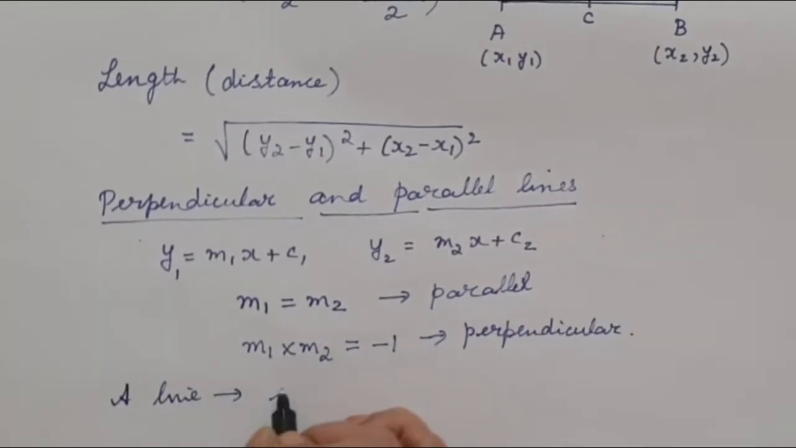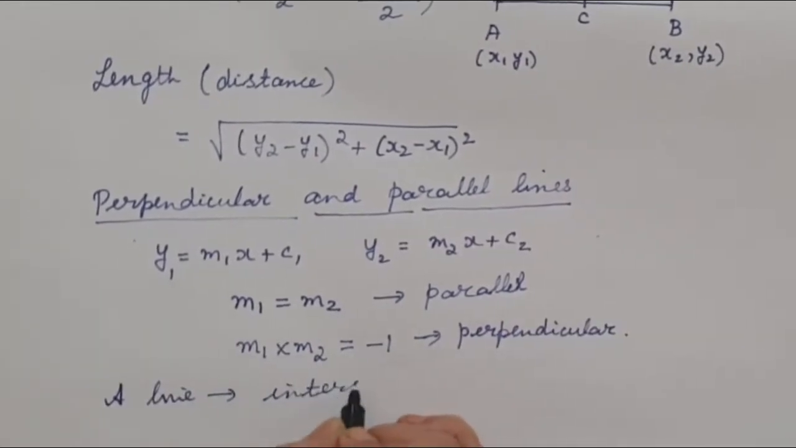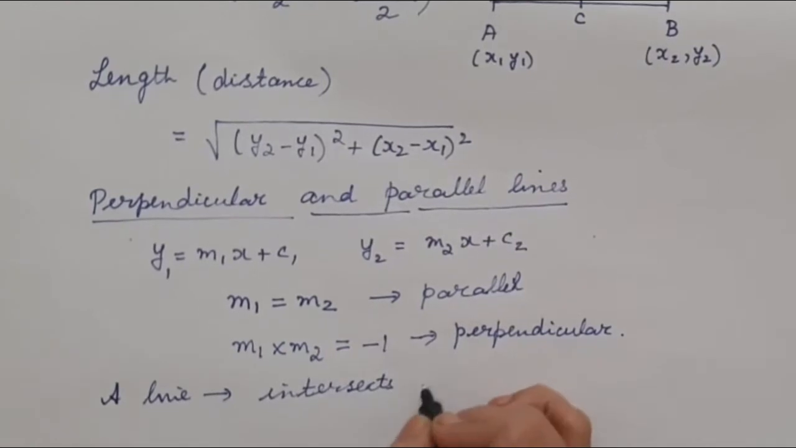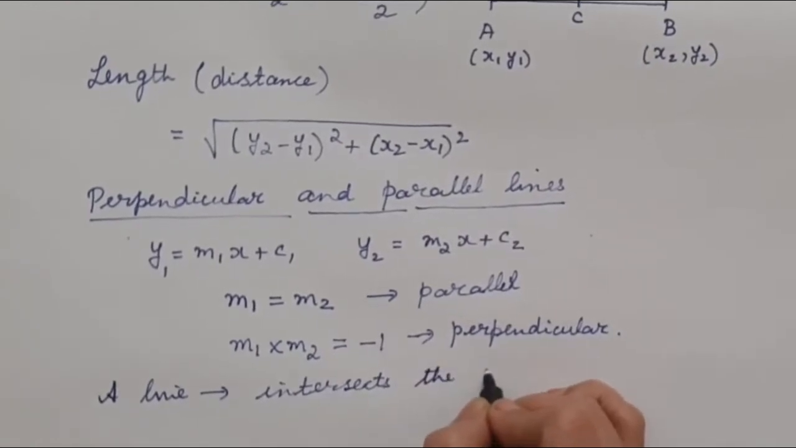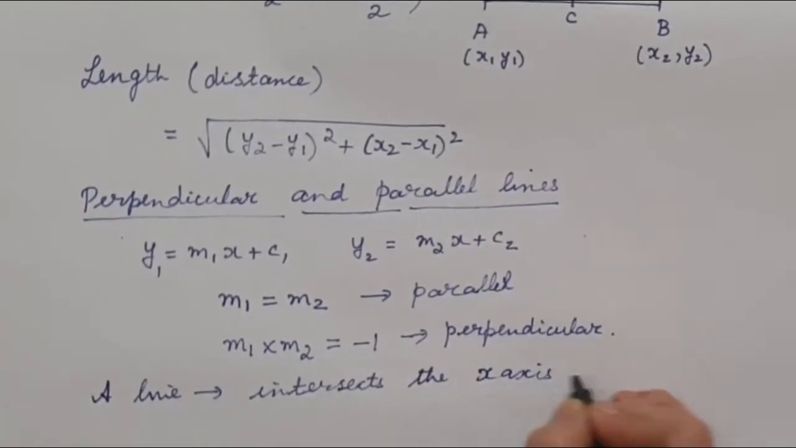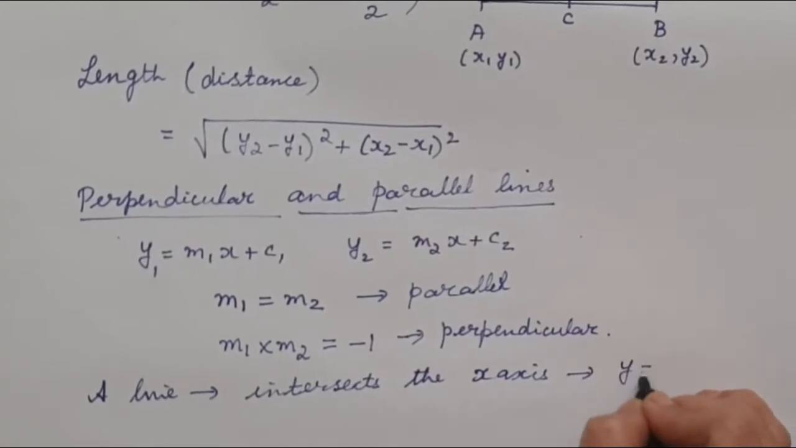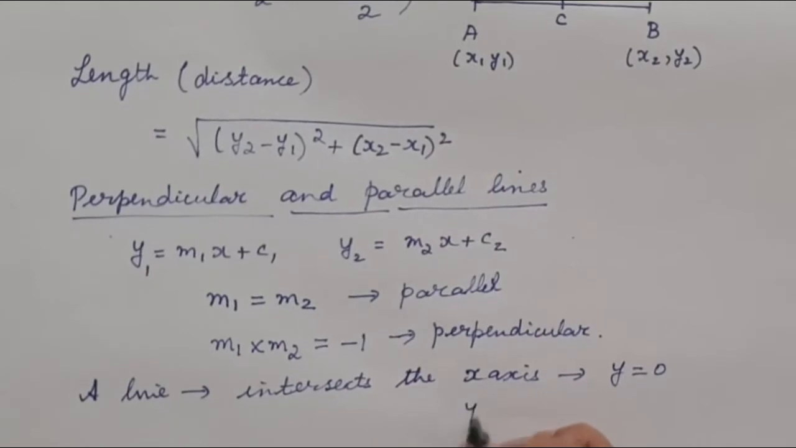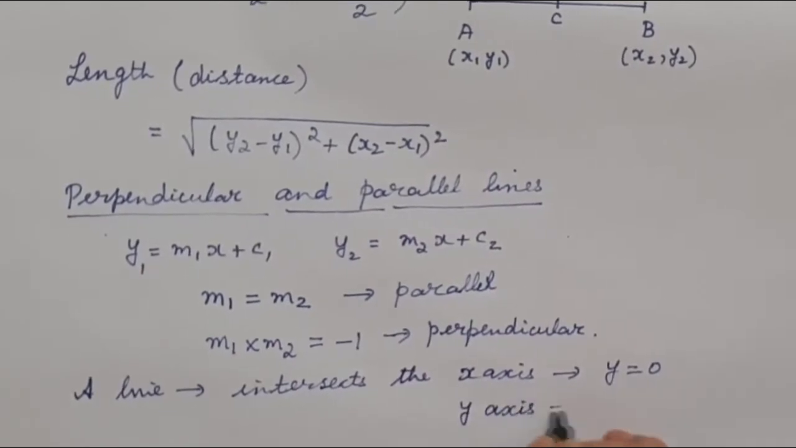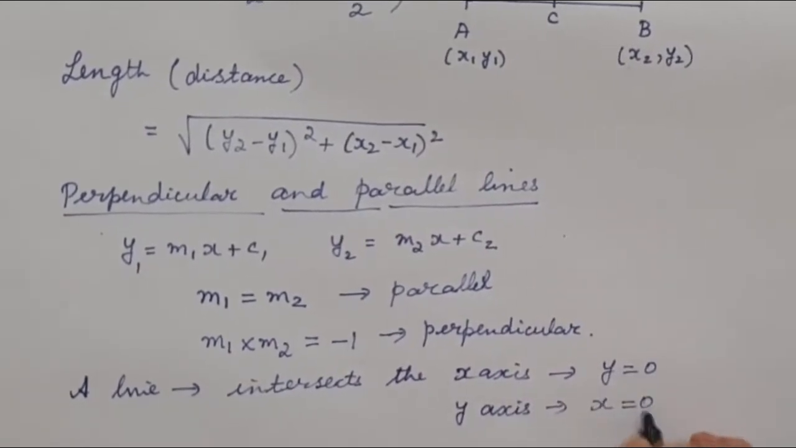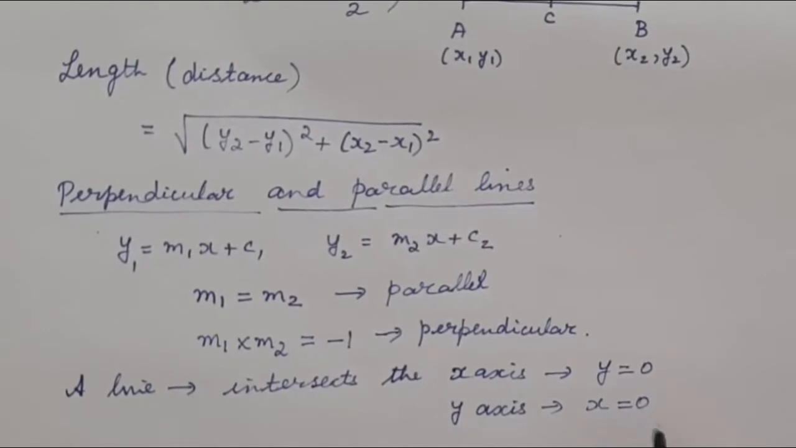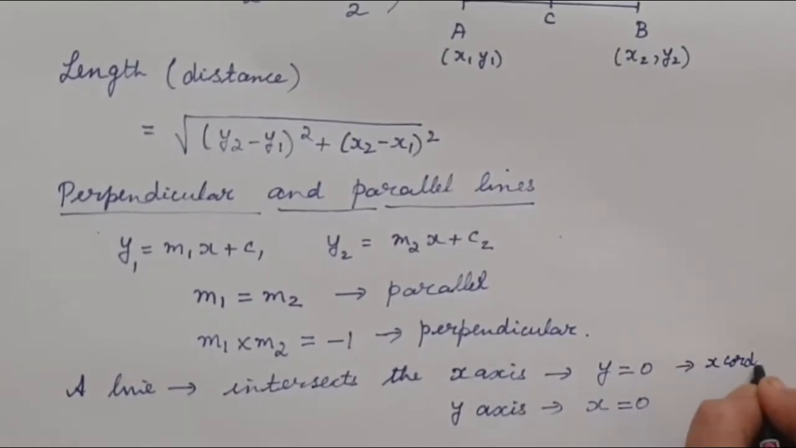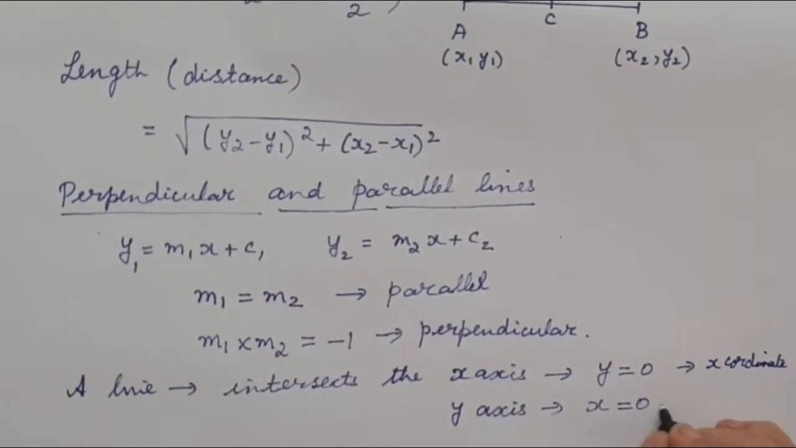If a line intersects the x-axis, then we substitute y equal to 0 to find the x coordinate. In the same way, if it intersects the y-axis, we substitute x equal to 0 to find the y coordinate. Here we get the x coordinate and here we get the y coordinate.